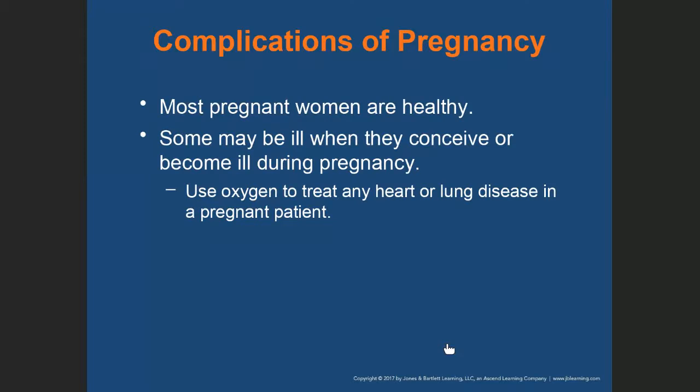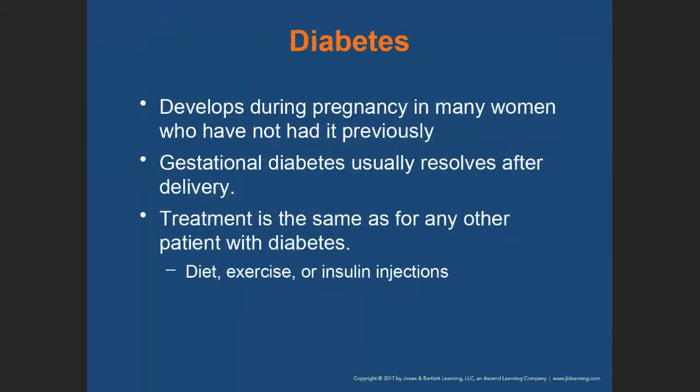Let's look at some complications of the pregnancy. Most pregnant women are healthy. Some may be ill when they conceive or become ill during the pregnancy. Use oxygen to treat any heart or lung disease in a pregnant patient. They can develop gestational diabetes, or they can have diabetes before the pregnancy. So it can be as a result of the pregnancy, or they can have it before.